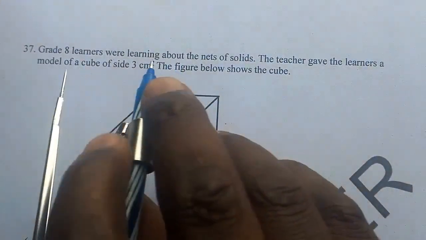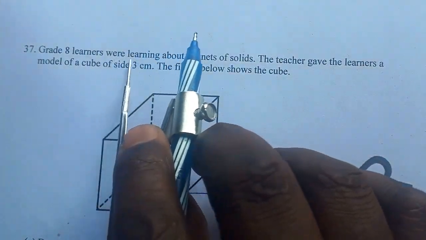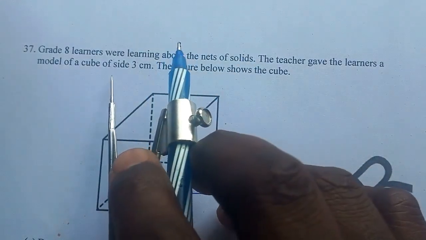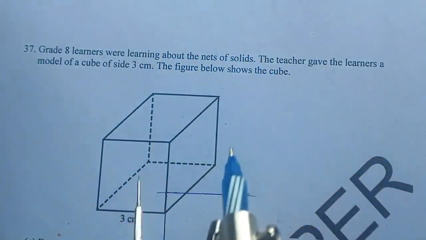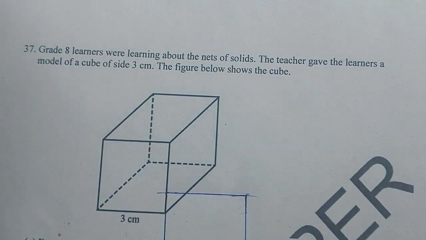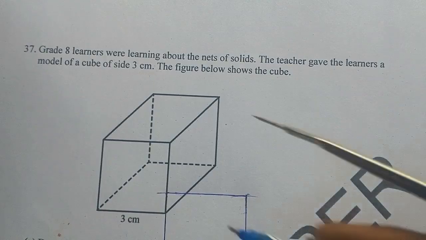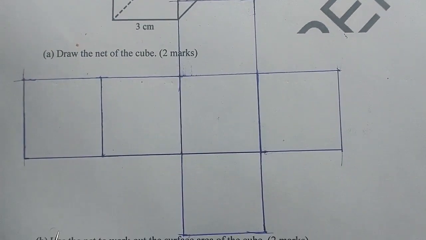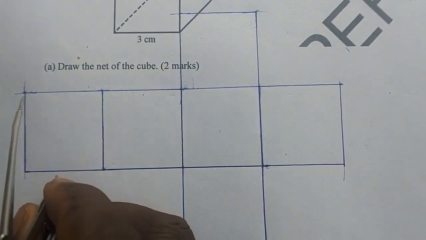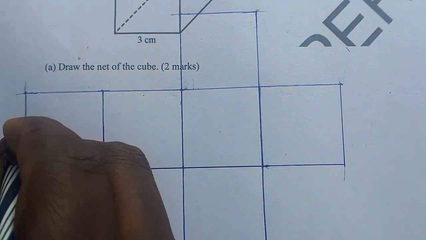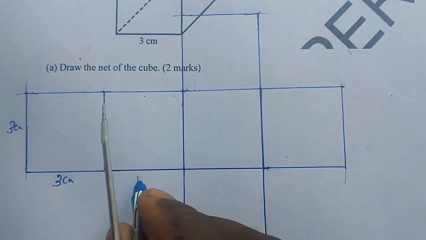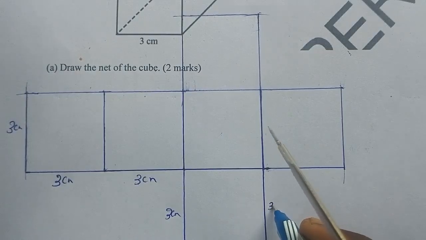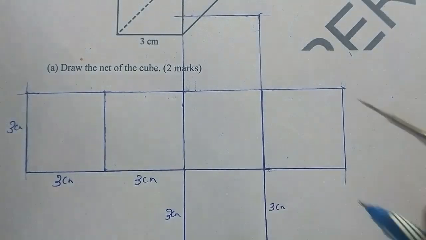Learners were learning about the nets of solids. The teacher gave the learners a model of a cube of side 3 centimeters, as shown below. Draw the net of the cube. So I have drawn the net with sides of 3 centimeters. This is 3 centimeters, 3 centimeters, 3 centimeters, 3 centimeters. So this is how the net will look like.